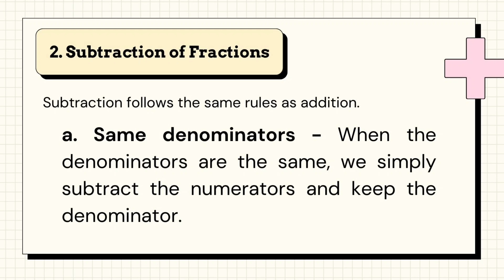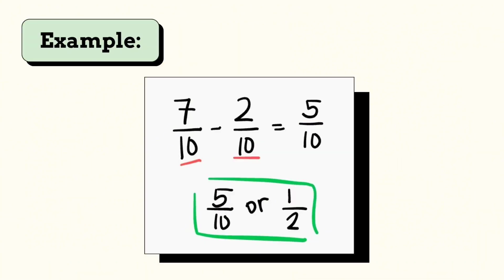Second is subtraction of fractions. Subtraction follows the same rules as addition. First case, we have the same denominators. Here in our example, we have 7 over 10 minus 2 over 10. Since the denominators are the same, we can proceed with subtraction. So 7 minus 2 will be equal to 5, and then copy the denominator 10, we have 5 over 10. And if we reduce it to its lowest term, we have 1 over 2, or 1 half.